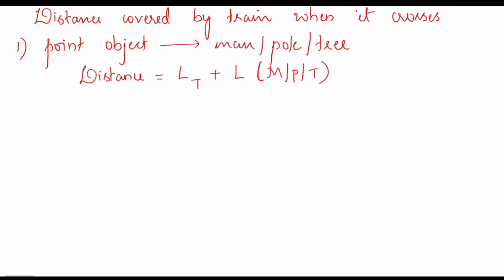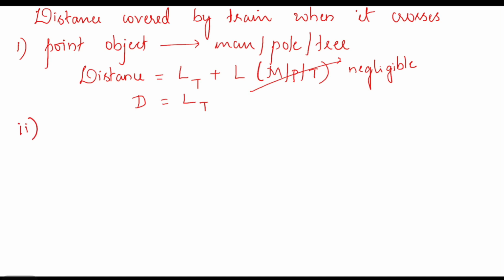But we know that when compared to the length of the train, the length of a man or a pole or a tree is negligible. Therefore, we can consider only the length of the train. Whatever is the length of that train, that itself is the distance covered. So the distance covered by the train when it crosses any point object is given by its own length.